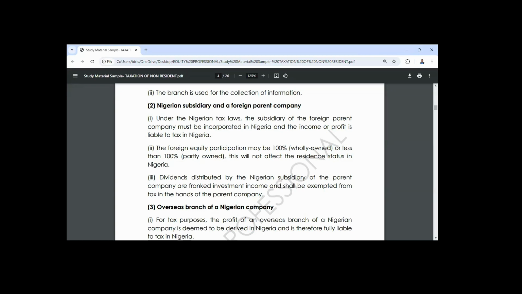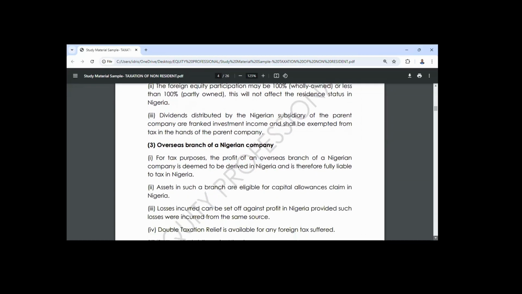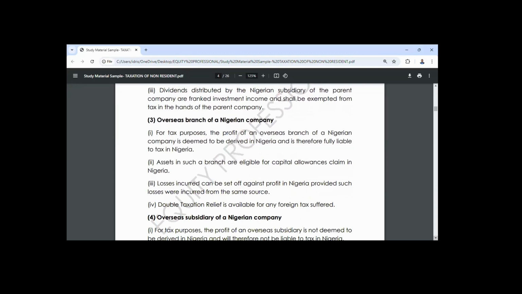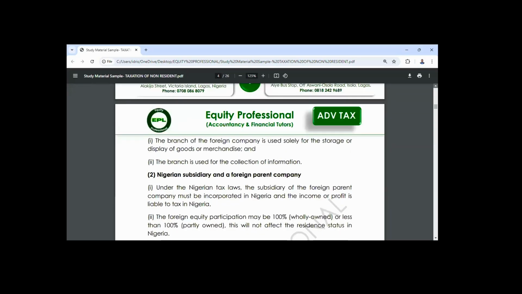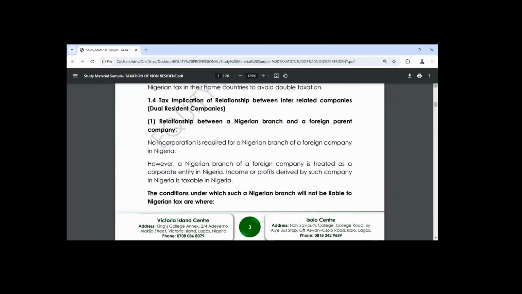So let's look at the third tax implication. The third tax implication, overseas branch of a Nigeria company. That's the fifth tax implication. The first one I'm saying that's the fifth because you gave us two more.